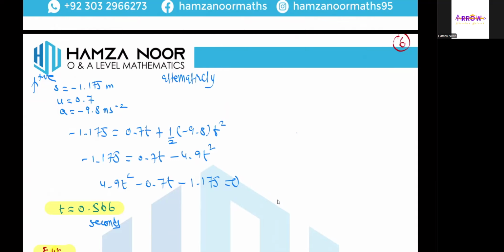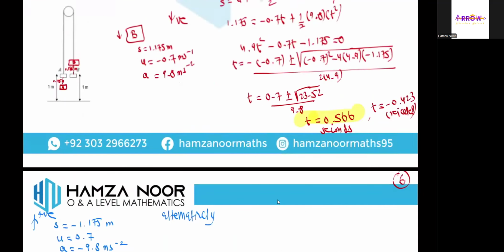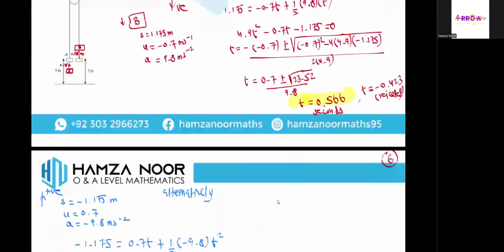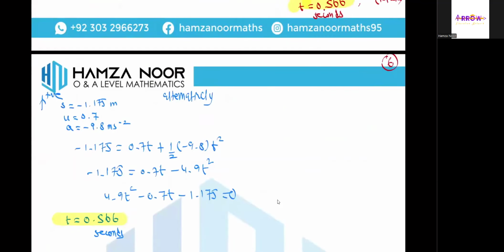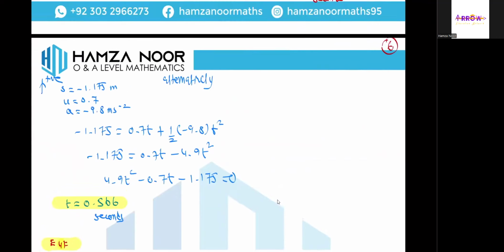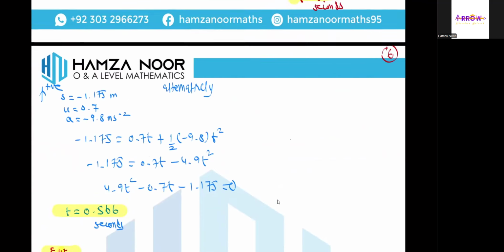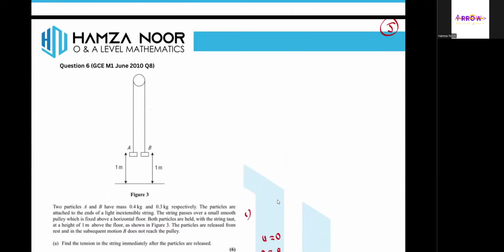Again, I'm saying that all of these basic concepts should be covered in chapter number 2. And here we are discussing the past paper questions of chapter number 4 specifically. So you are going to get this quadratic equation, which is basically the same one which you got above, and then you would be solving this quadratic equation and you would be able to get the value of t, which is 0.566 seconds, correct to three significant figures, which I have already found. So this was the past paper question over here, which is handout question number 6.